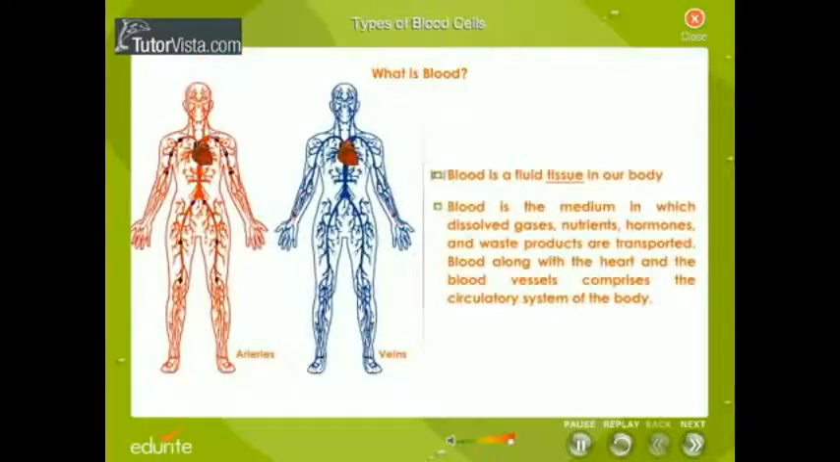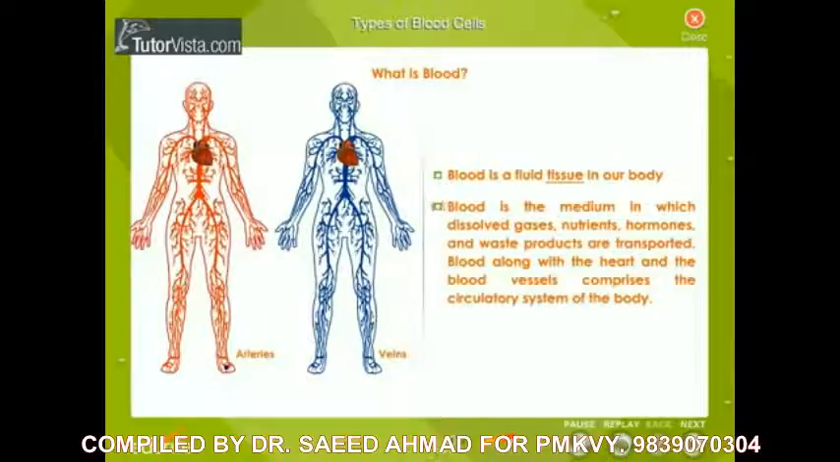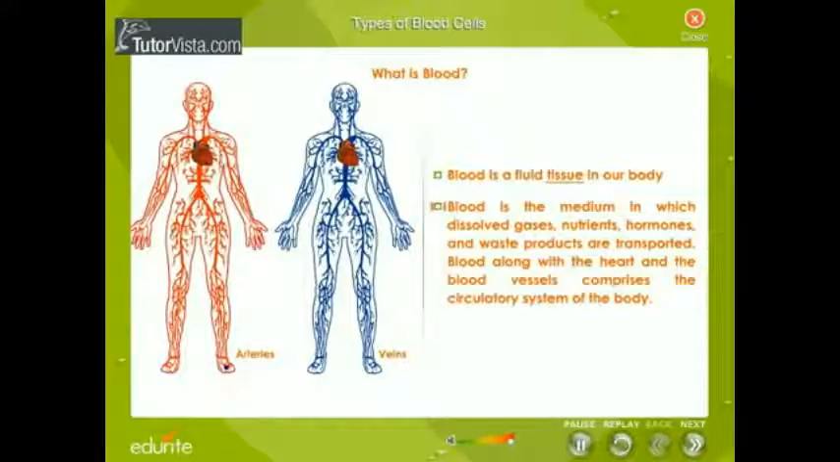Blood is a fluid tissue in our body. It is the medium in which dissolved gases, nutrients, hormones and waste products are transported. Blood, along with the heart and the blood vessels, comprises the circulatory system of the body. As a tissue, blood is formed of cells and other components. Let us discuss some more details about the cellular components of blood.